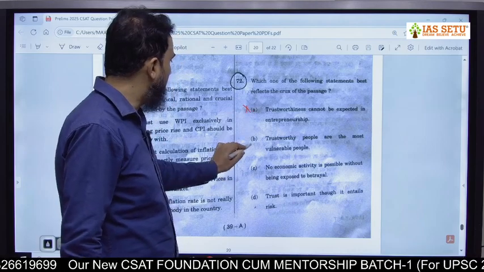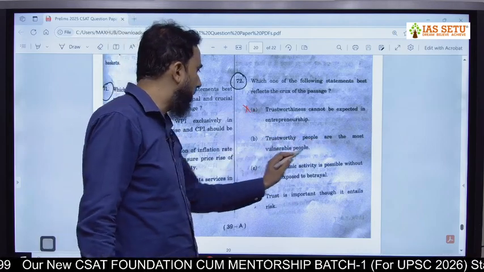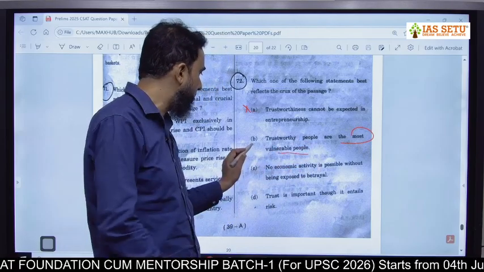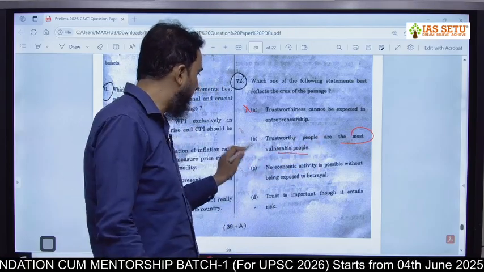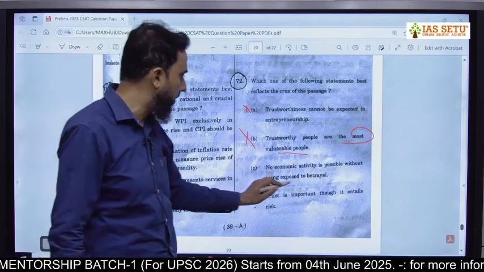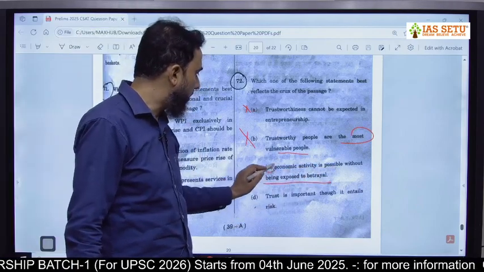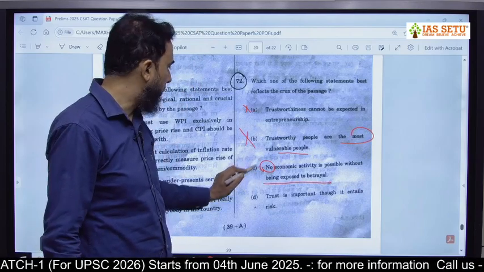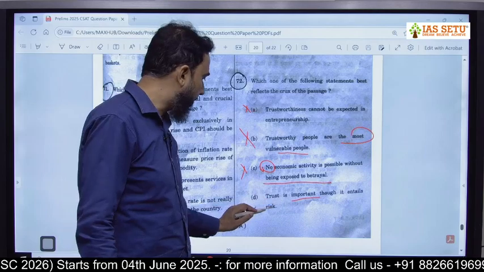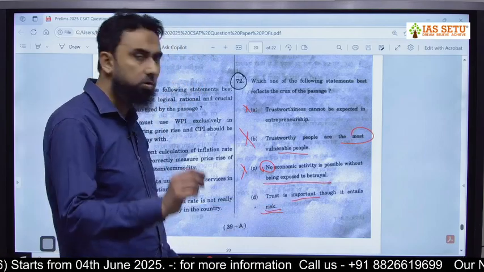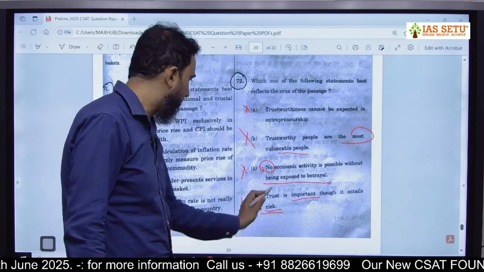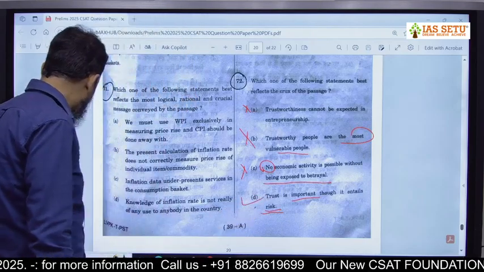A is out. B, trustworthy people are the most vulnerable people, and now we don't know that they are the most vulnerable. They are vulnerable as given in the passage, but the superlative degree has no data. B is out. C, no economic activity is possible without being exposed to betrayal. Again a kind of extreme notion, no support for this. And D, trust is important, though it entails risk. Yes, the risk is given because of the vulnerability factor, and trust is important. D is the best option.